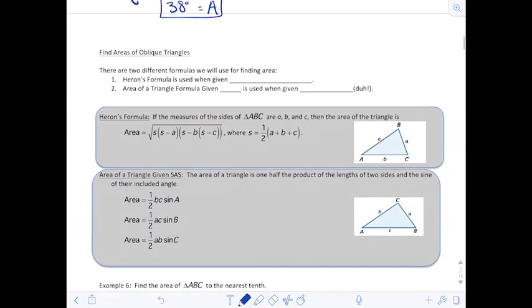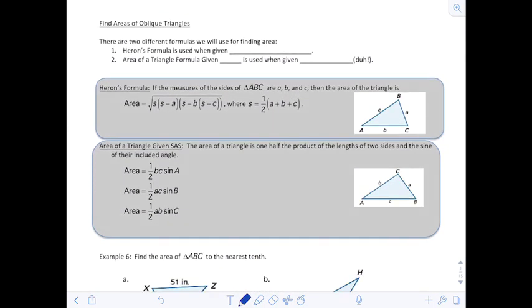Okay, before we do law of sines, we're going to look at finding areas of oblique triangles. So we know that with a right triangle, the area is half the base times the height, but that's when you have a base and a height that are perpendicular. So if you don't have a right triangle, that's pretty difficult. There are two different formulas that we're going to use for finding the area. The first one is Heron's formula, and this is used when we are given side, side, side.